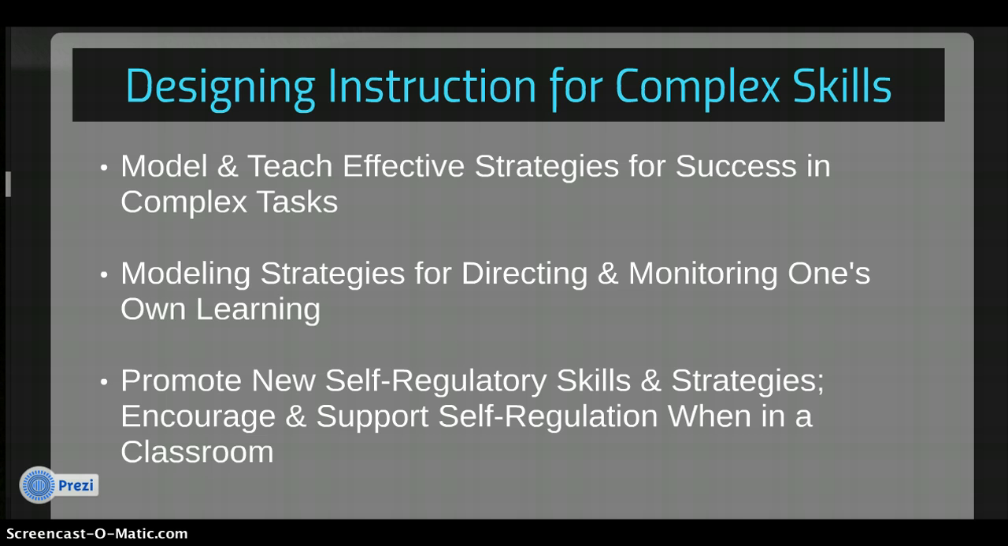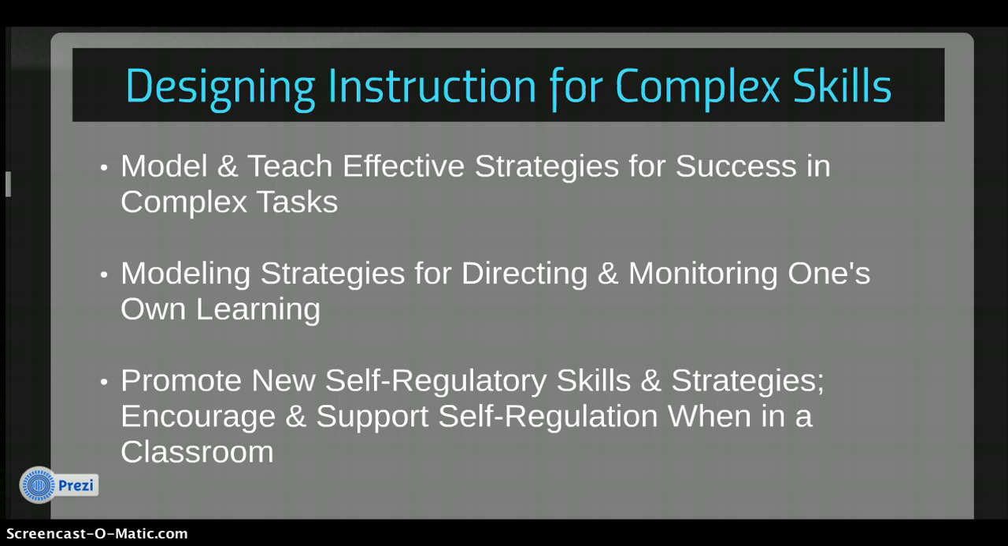The second way to address the learning of complex skills is by modeling strategies for directing and monitoring one's own learning. This emphasizes talking through unobservable processes as part of modeling learning strategies. This is particularly important for lower achieving students, since these do not develop spontaneously.